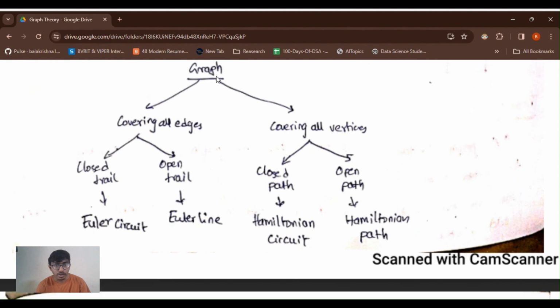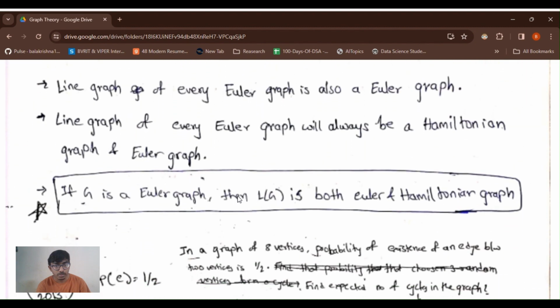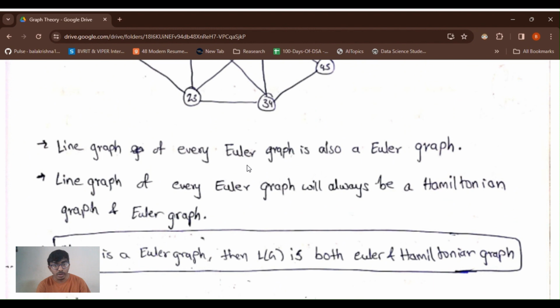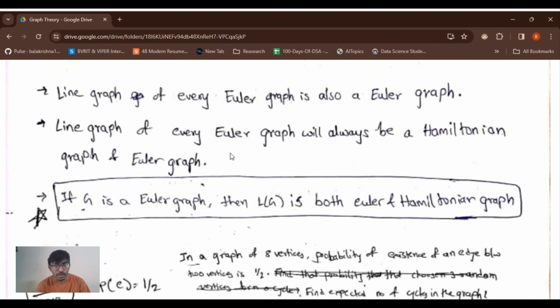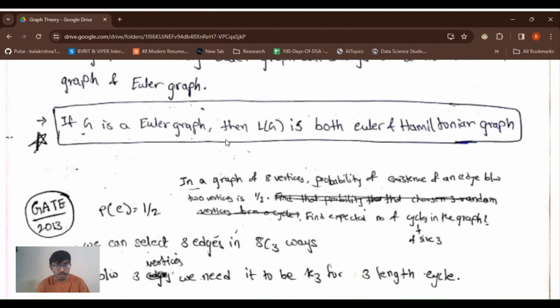If you check this graph covering all edges, we have to check closed trail and open trail. A closed trail is an Euler circuit, an open trail is an Euler line. If it covers all vertices, we have to check closed path, Hamiltonian circuit; if it is an open path, Hamiltonian path. The line graph of every Euler graph is also an Euler graph and will always be a Hamiltonian graph. If G is an Euler graph, then L of G is both Euler and Hamiltonian.